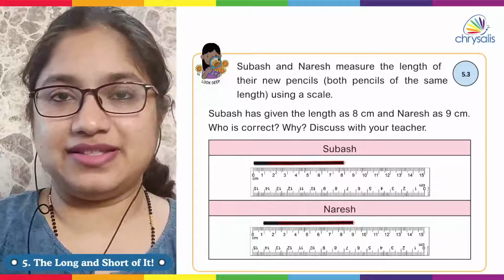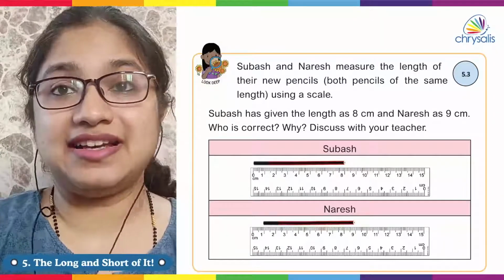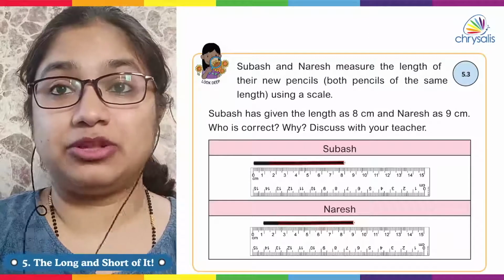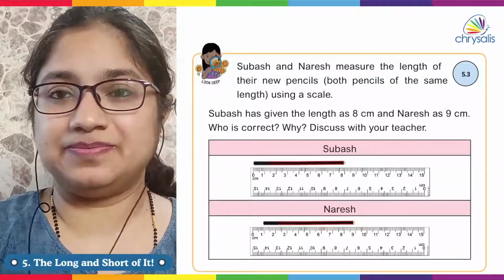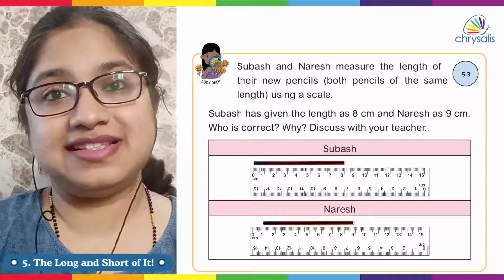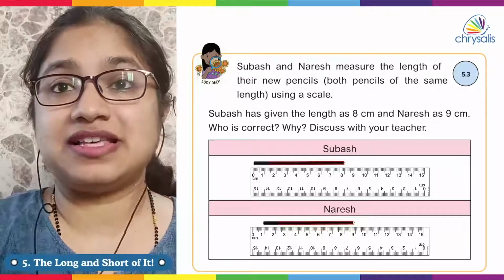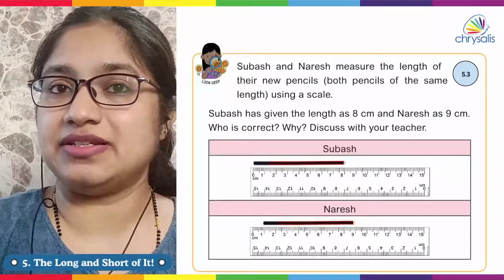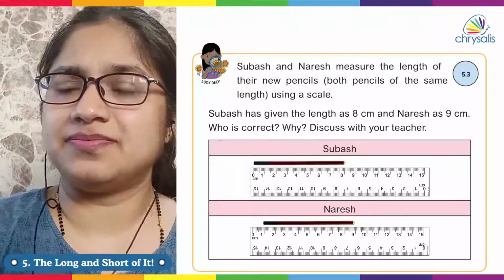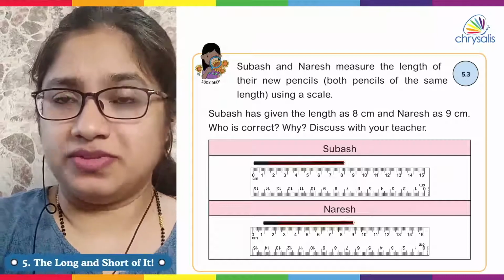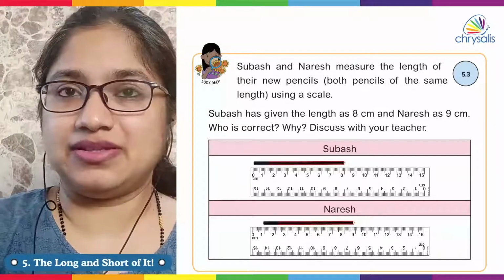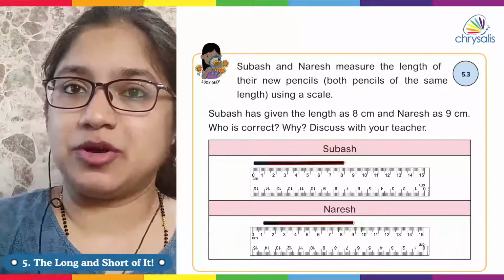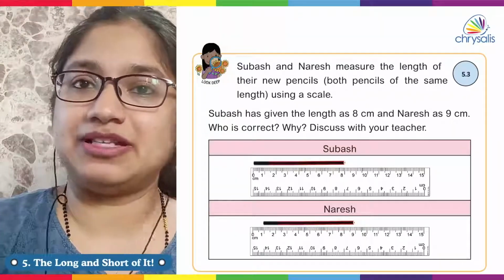Let's read the instructions. Subhash and Naresh measure the length of their new pencils. Both pencils are of the same length. They measure using a scale. Subhash has given the length as 8 centimeters and Naresh as 9 centimeters. Who is correct and why? Observe carefully and write the response. You can take 5 minutes to complete this activity. Press pause to complete the activity and press play when done.